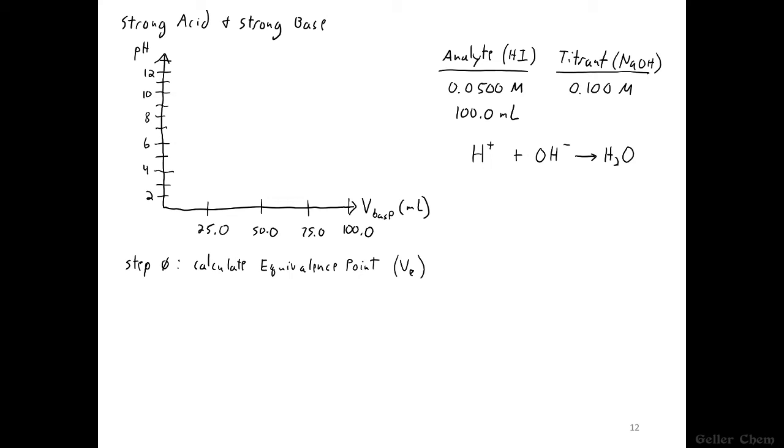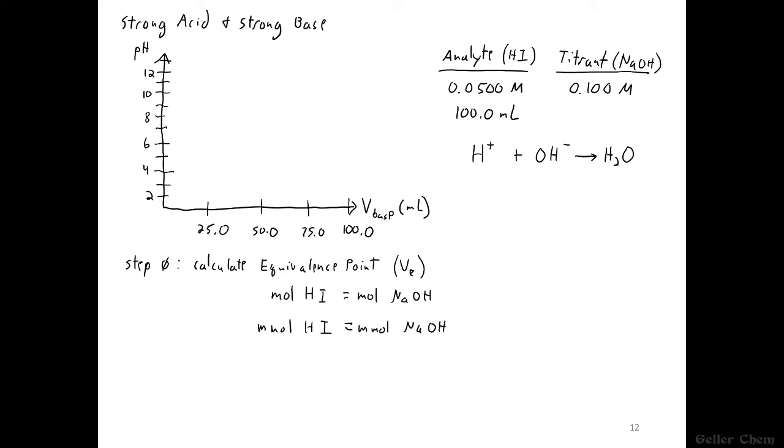Now the equivalence point is defined as where the moles of our acid, HI, are equal to the moles of the base, NaOH. But to make our lives a little bit easier as we go through the math behind all the various points in this titration curve, we're going to change our prefix and think in terms of millimoles. So we'll redefine it as when millimoles of HI equal millimoles of NaOH.